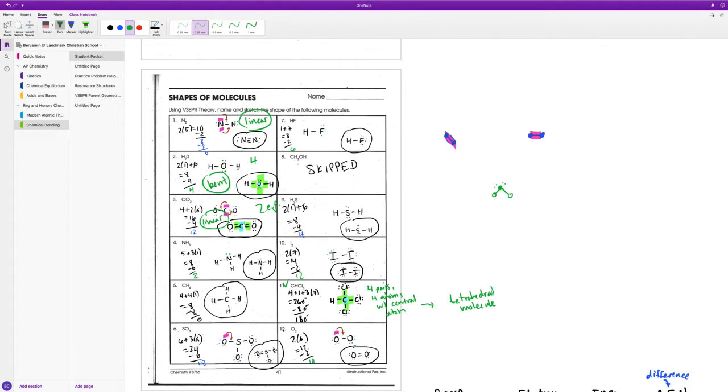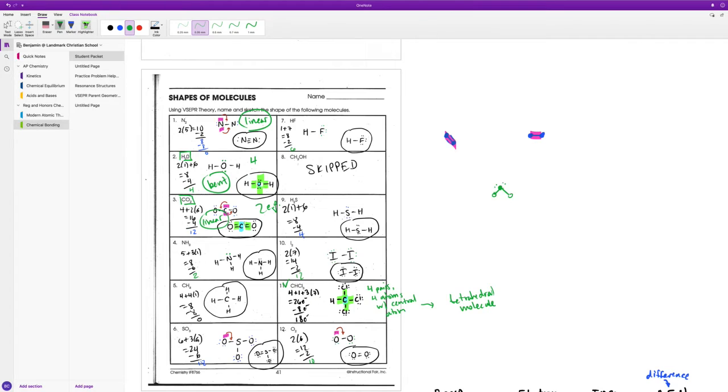Okay, so you can't just count up the number of atoms to figure out the shape. You have to count the effective pairs of electrons around the central atom. So the water molecule has 3 atoms. Carbon dioxide also has 3 atoms, but we end up with different shapes because these 3 atoms have 4 effective pairs of electrons around the central atom, and this molecule has 2 effective pairs.